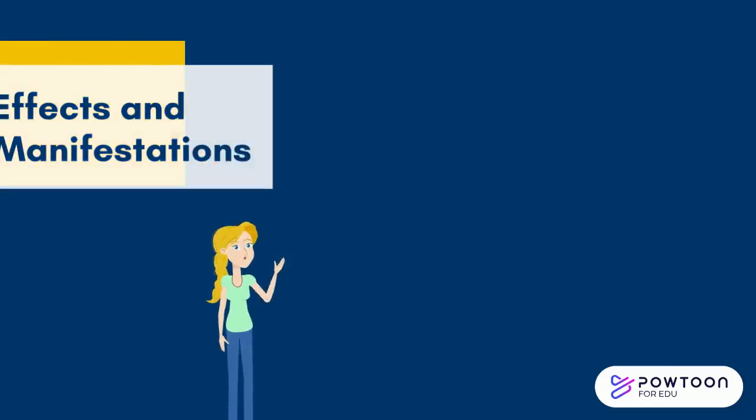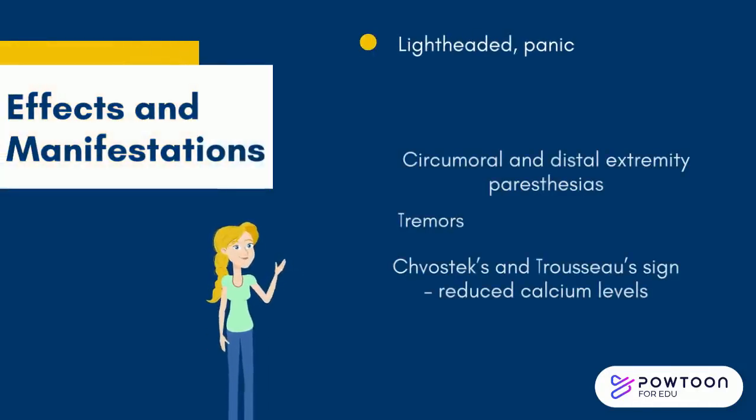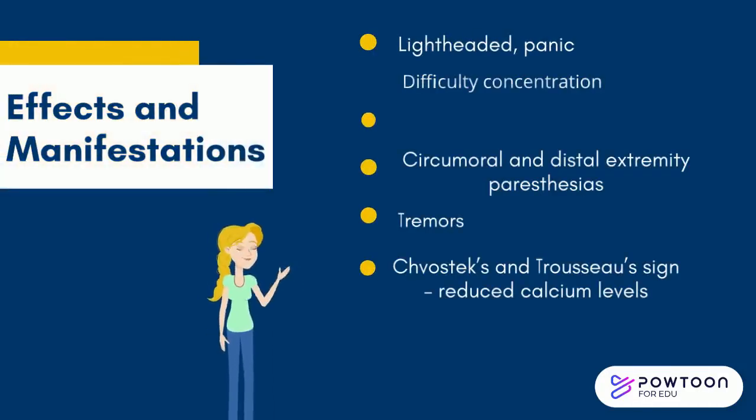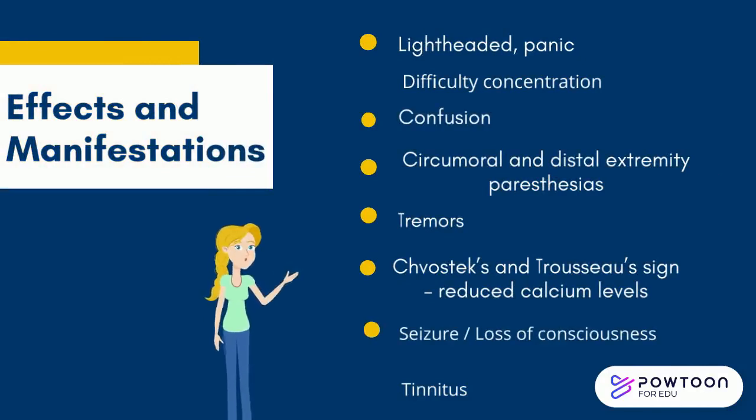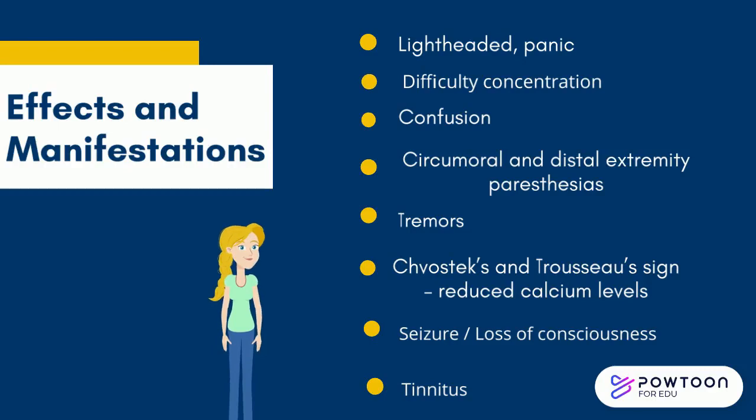Here are some common effects and manifestations of respiratory alkalosis. The circumoral and distal paresthesias, that's basically just numbness and tingling of the fingers and around the lips or around the mouth. And it can also have some accompanying calcium imbalance, which would lead to the Chvostek and Trousseau signs.